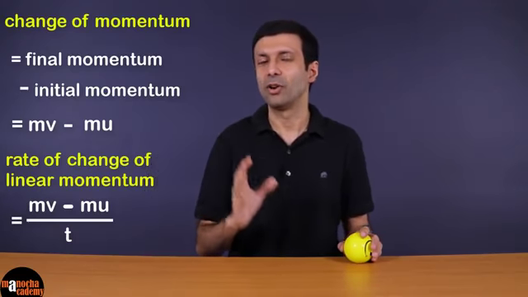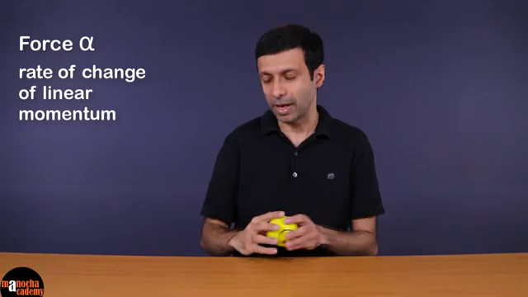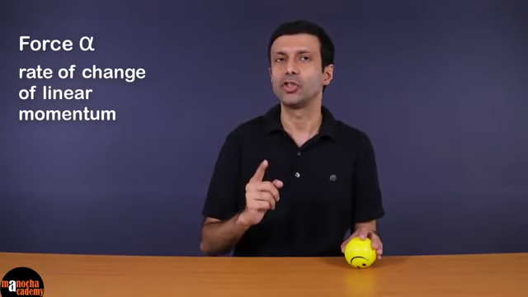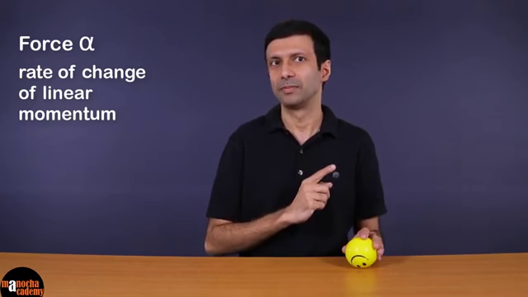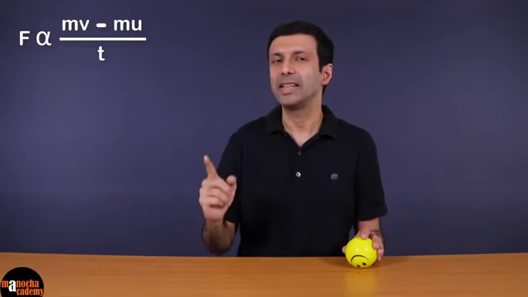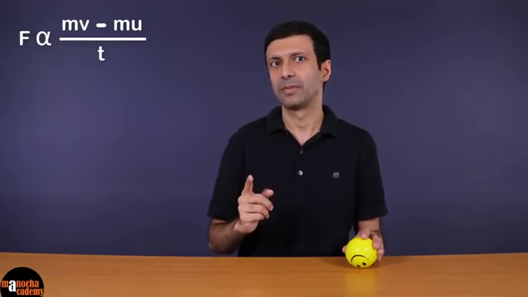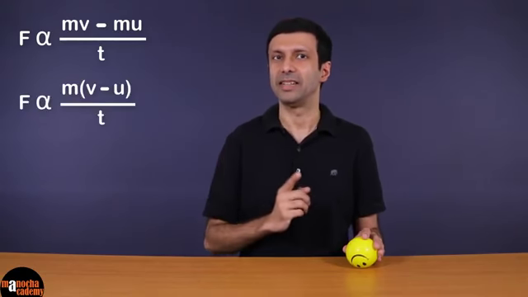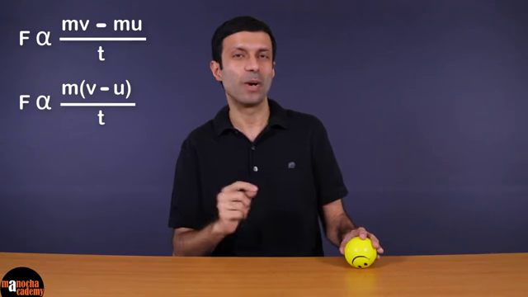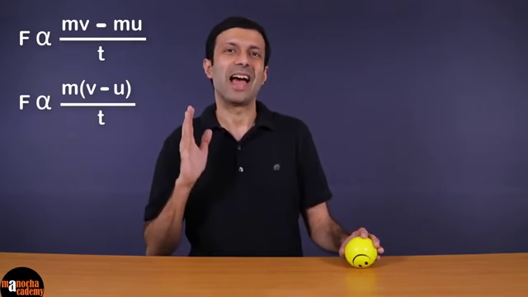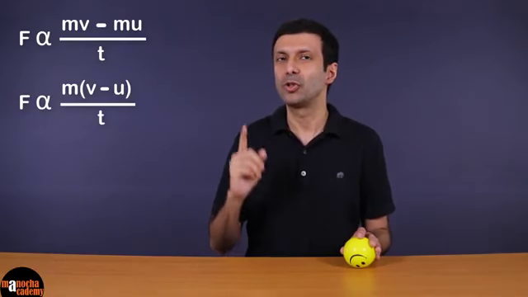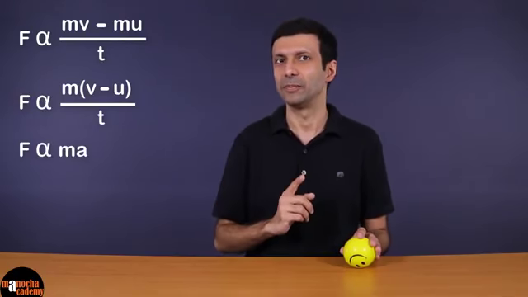And according to the second law, it states that the force applied on a body is directly proportional to the rate of change of linear momentum of the body. So F is directly proportional to mv minus mu by t. Now if you take m common, we have v minus u by t. And what is v minus u by t? That's right, acceleration. So F, the force, is directly proportional to mass into acceleration.